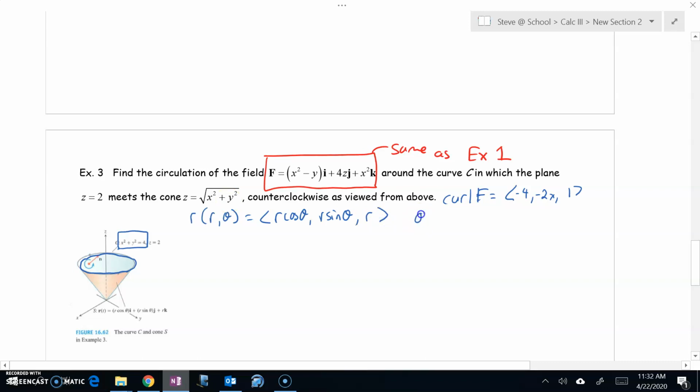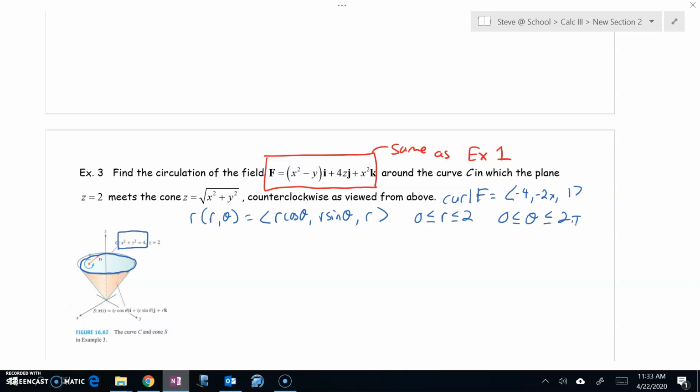R will go from 0 to 2 because, again, we're going to the circle where z equals 2 meets the cone, which forms that circle with a radius of 2. And since it's going all the way around the axis, theta will be between 0 and 2 pi. So this is just something we did in the first day of this chapter. We are just parametrizing this cone. So yeah, this is from the last section.